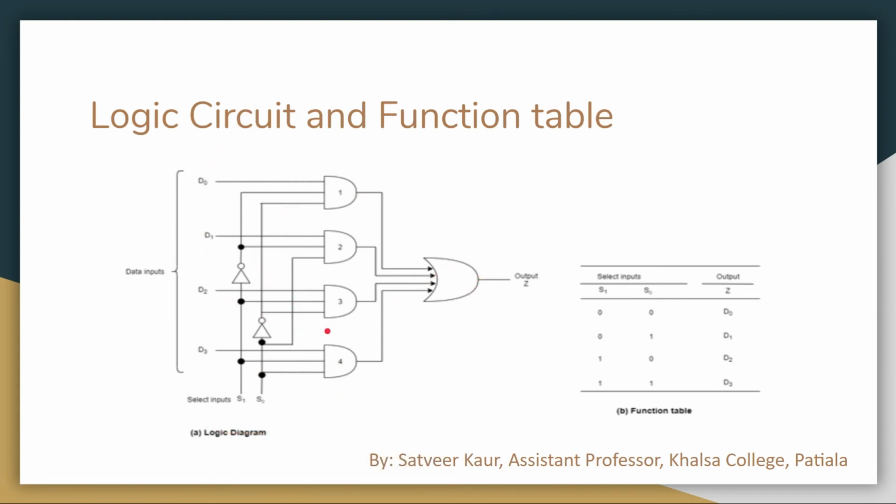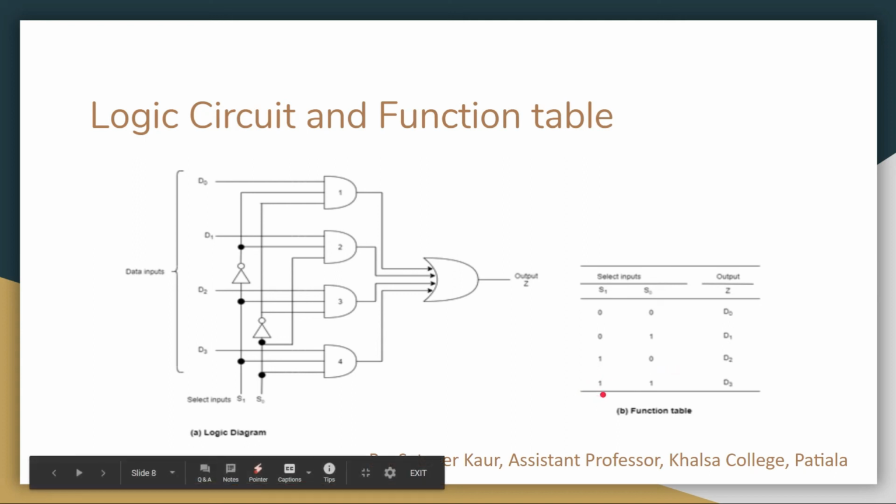As per this function table and this logic circuit, it works as follows. If the bit combination of S1 and S0 is 0, 0, the output will be D0. If this bit combination is 0, 1, that means the total binary value is 1, in that case the output will be D1. If the bit combination is 1, 0, then the output will be D2. If the bit combination is 1, 1, then the output will be D3.